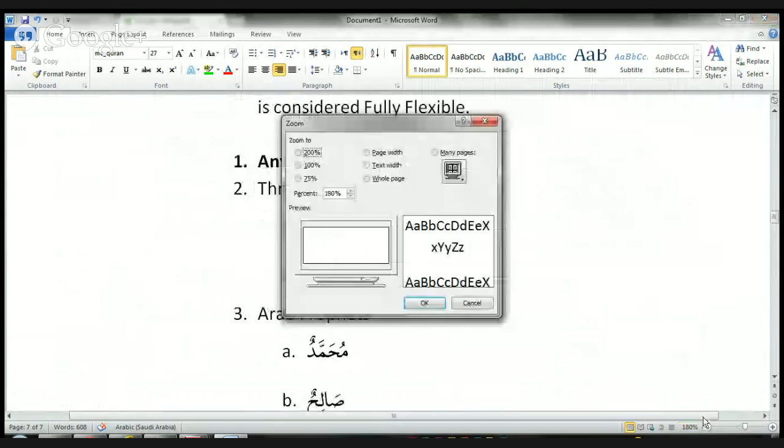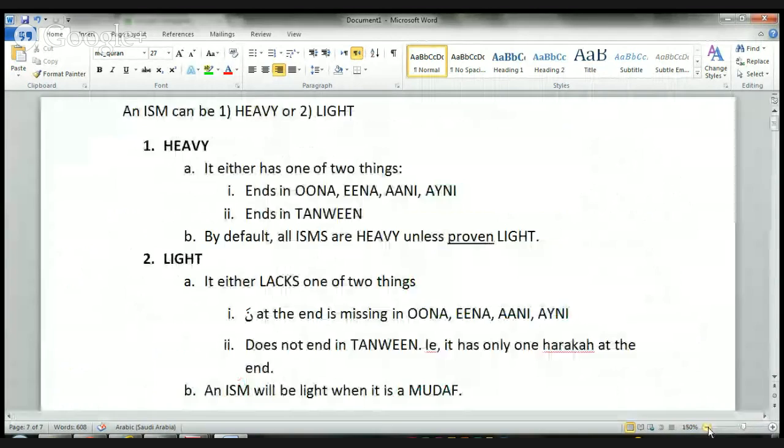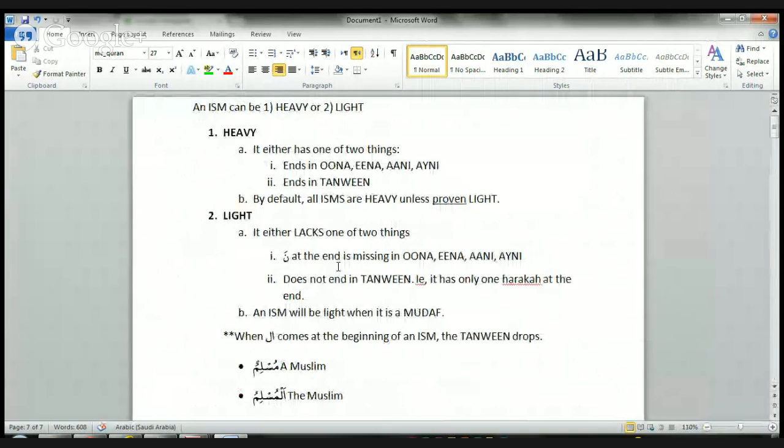We spoke about heavy and light. And we mentioned that an ism can be heavy or it can be light. And we said by default a heavy ism is what? An ism that ends in una, ina, ani, aini, or it ends in tanween. And we said that by default an ism is considered heavy unless proven light, meaning there has to be a reason for it to be light.